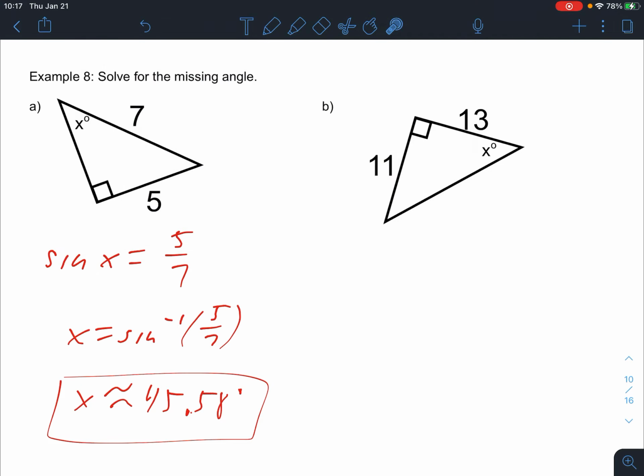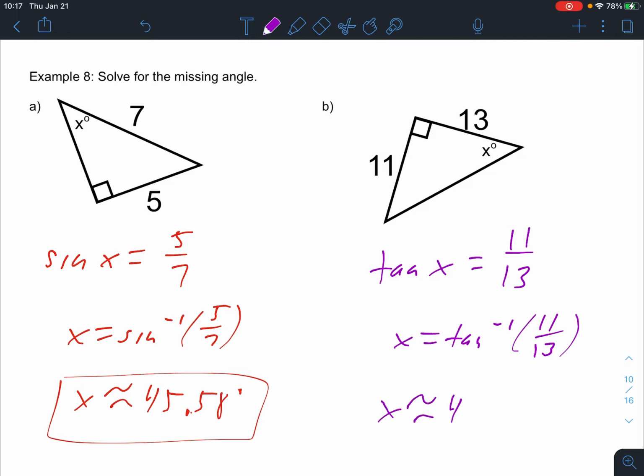Looking at B. Looking at x here, 11 is the opposite leg to x, 13 is the adjacent leg to x, so that should be tangent. Tangent of x equals opposite over adjacent. Take the tangent inverse of both sides. Type that into your calculator. And we should be getting x is approximately 40.24 degrees.